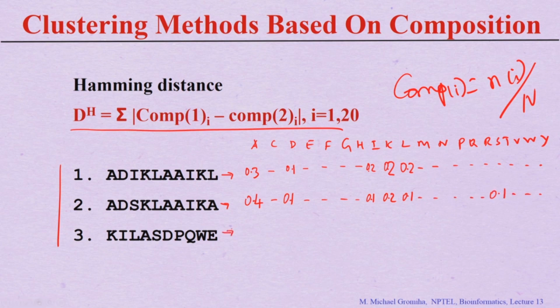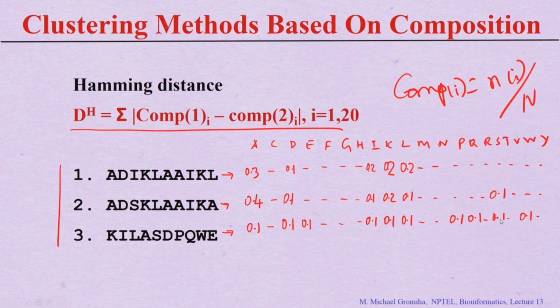Third sequence: what is the composition for alanine? 0.1, no C, D 0.1, E 0.1, F no, G, H, I 0.1, K 0.1, L 0.1, M, N, P 0.1, Q 0.1, no R, no S, W 0.1, right. 1, 2, 3, 4, 5, 6, 7, 8, 9, one is missing, S 0.1.